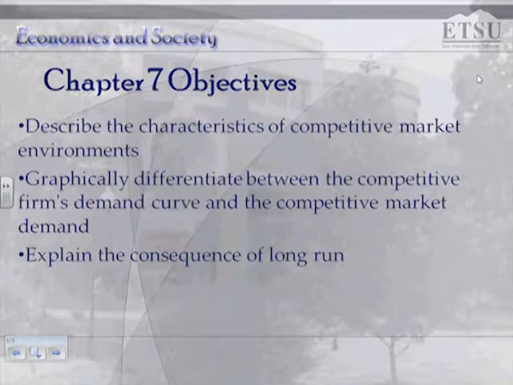So what we're going to look at is the characteristics of a competitive market. We're going to look at the difference between the firm's demand curve in a competitive market and the market demand curve. And we're going to talk about the long-run decision-making and the consequences of long-run free entry that we'll see as a characteristic in perfectly competitive markets.